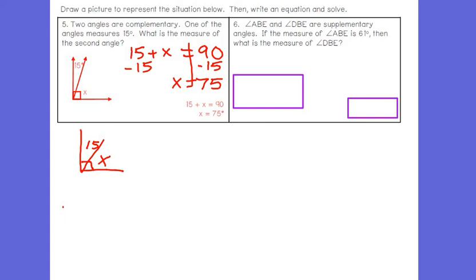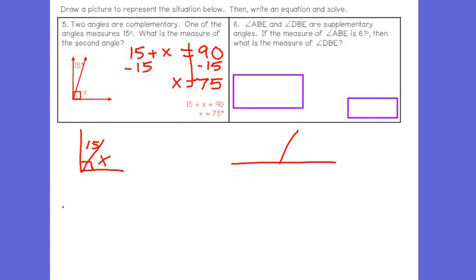Okay, 6 is the last one. It says angle ABE and DBE are supplementary angles. What is supplementary? 180 degrees, so it makes a straight line, right? And I know it's two angles, so I'm going to just draw a random line. And something tells me what this letter is.